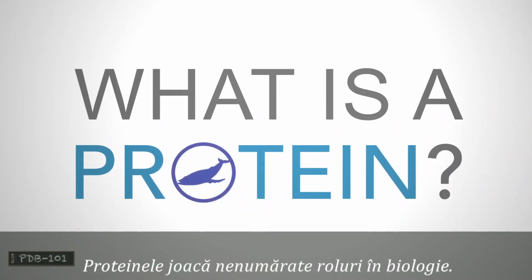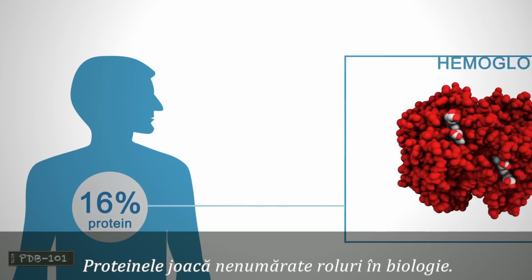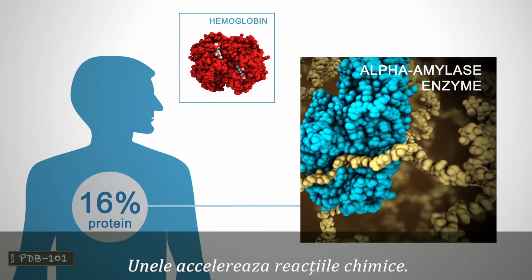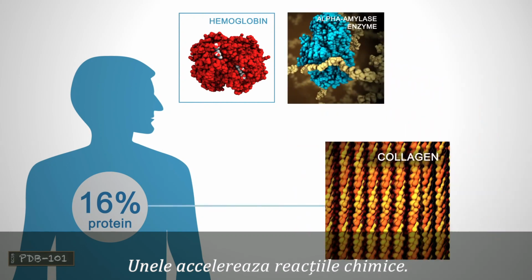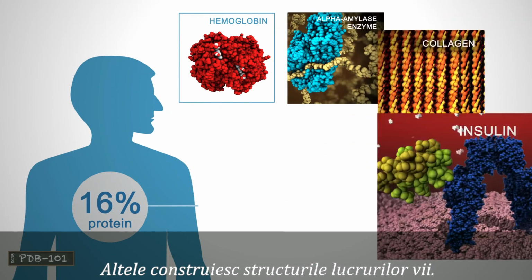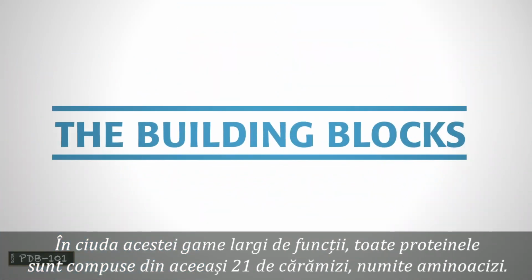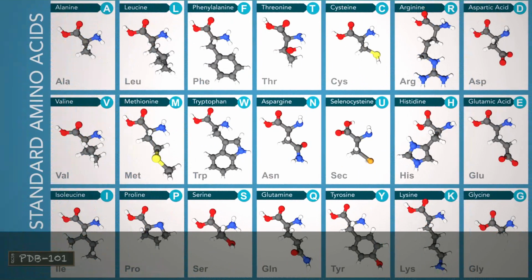Proteins play countless roles throughout the biological world. Some transport nutrients throughout the body. Some help chemical reactions to happen at faster rates. Others build the structures that make up living things. Despite this wide range of functions, all proteins are made out of the same 21 building blocks, called amino acids.